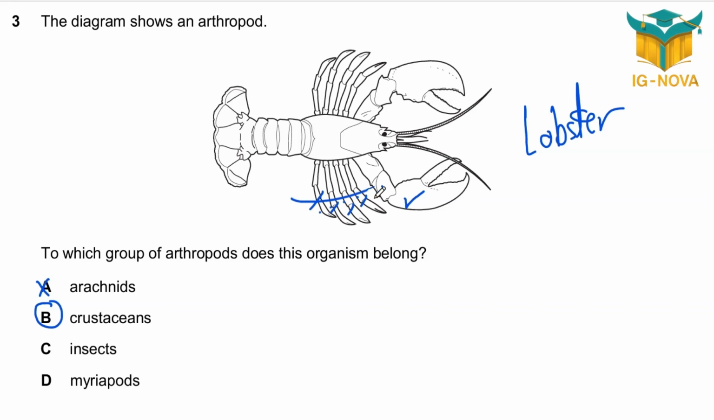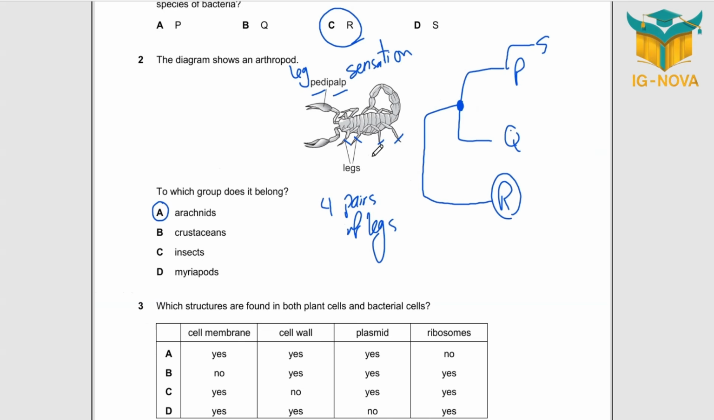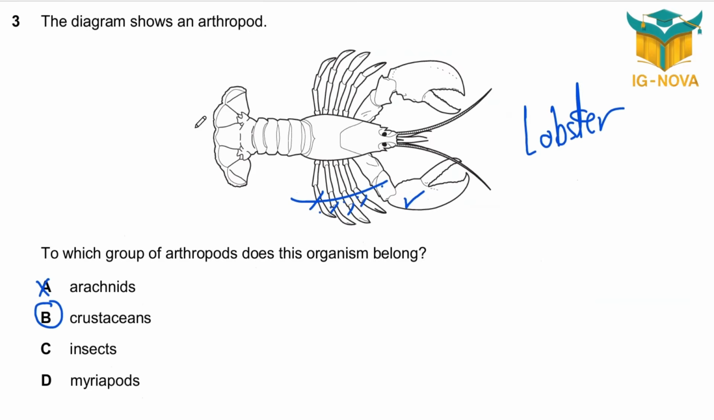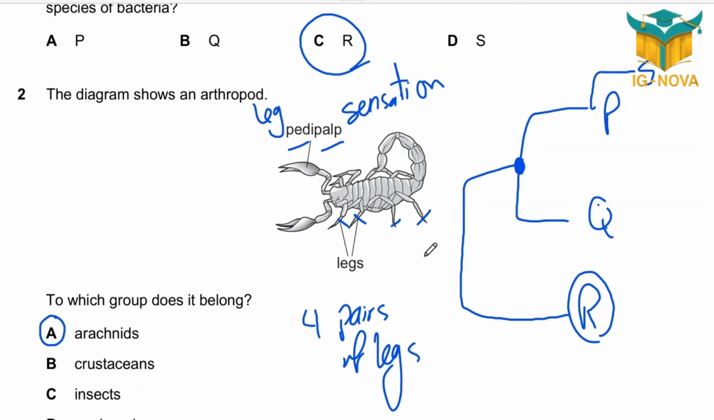Why did I count all of them? Because in March 25 he said these are the legs. Here he said these are the legs. That means pedipulp is not a leg, it's not an appendage. But for this question he said nothing, so you have to count all of them as legs. 5 pairs of legs crustacean, 4 pairs of legs are arachnids.